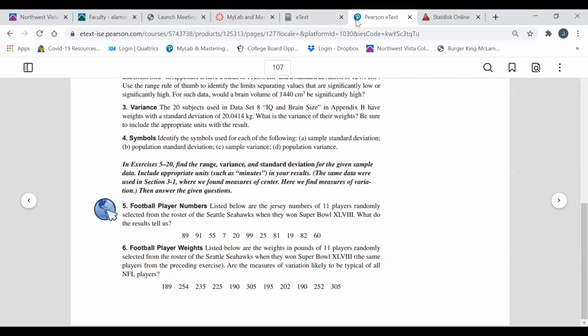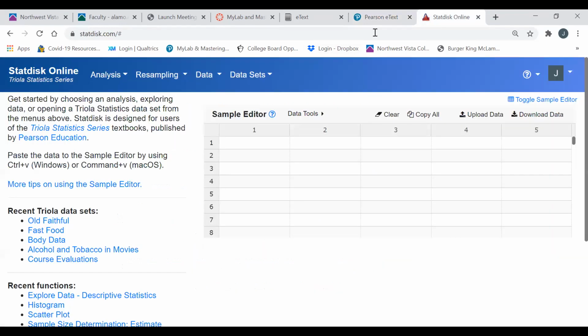Okay, so we'll do number 5. We'll find all 7 things. Let me find my pen. Okay, so here's number 5. It doesn't matter if it's page 92 or 107. We're going to find all 7 things. So I'm going to go ahead and enter those numbers into StatDisk, and I'm going to put them in column 1.